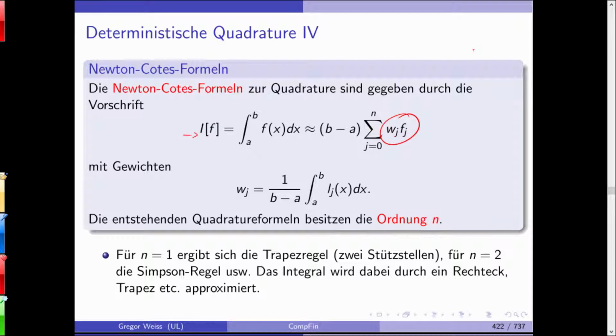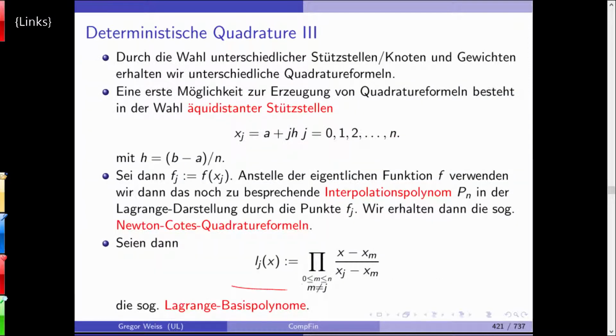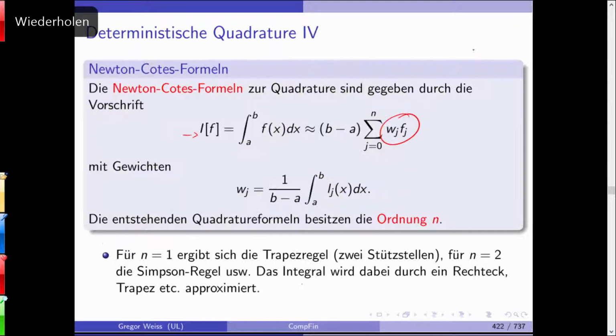And in this case the function values are weighted with these weights, 1 over (b minus a) times the integral over l_j. What is l_j? As you might remember, those are the Lagrange basis polynomials, which are known. The values of those integrals can be easily retrieved from ancient books or from a computer or even from a calculator. And this is a Newton Cotes formula of order n, if you use n plus 1 knots.